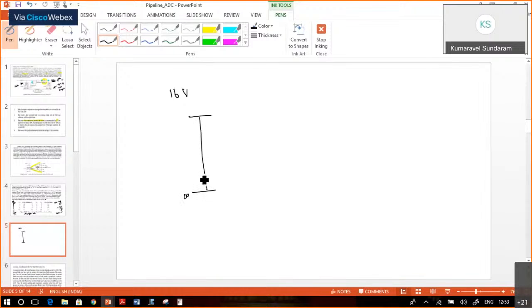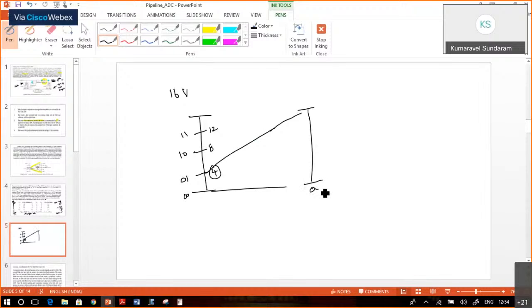0 0, 0 1, 1 0, 1 1. Okay, so that is going to be like 4 volt, 8 volt, 12 volt. Less than 4 volt means your digital bits is going to be 0 0, right? Fine. So this part will be again quantified as 0 0, 0 1, 1 0, 1 1, like that.